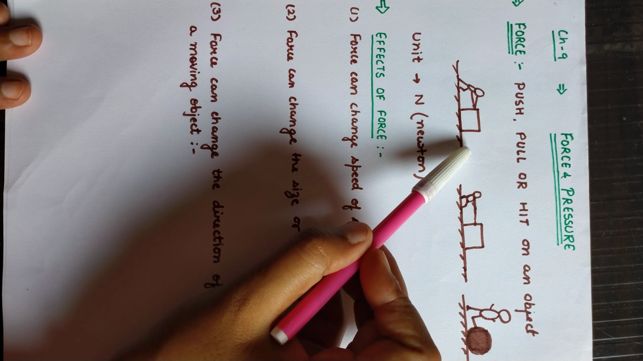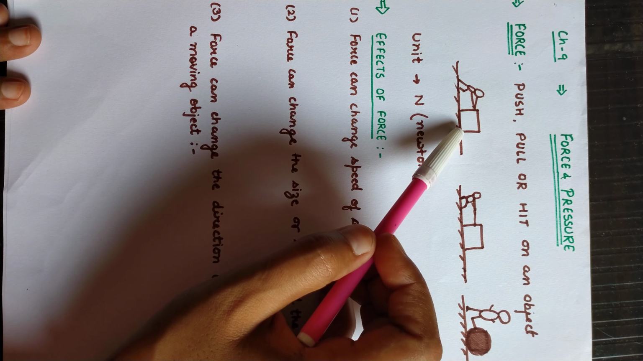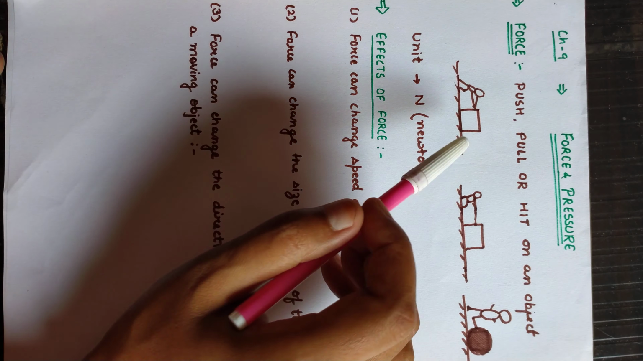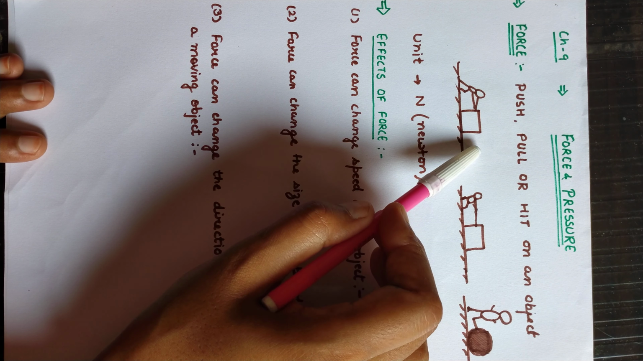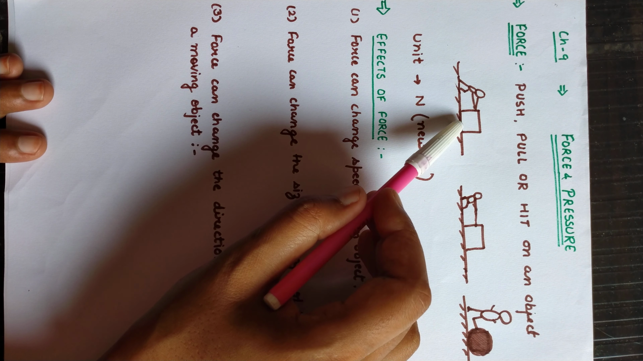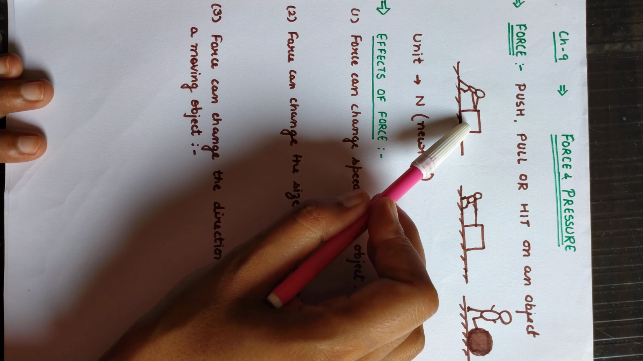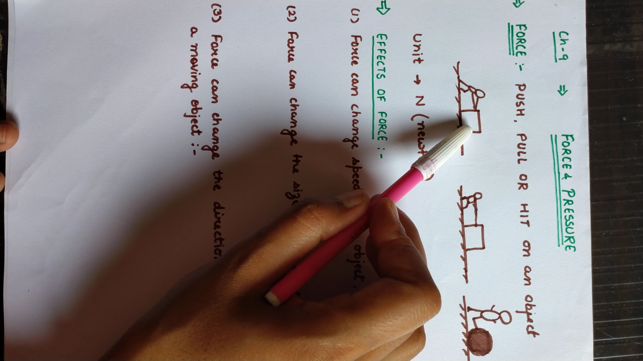For example, a body or an object is there and a person is pushing it. Means वो उसे धक्का मार रहा है. Then the body will displace from its position, अपनी जगह से खिसक जाएगी. हो सकता है कि खिसके भी नहीं. It will remain at its original position, at its actual position.